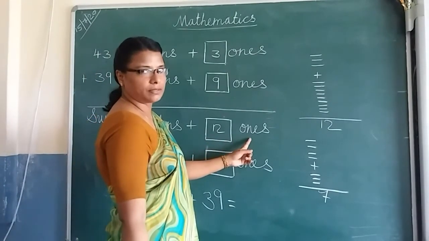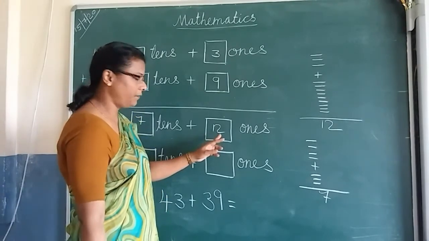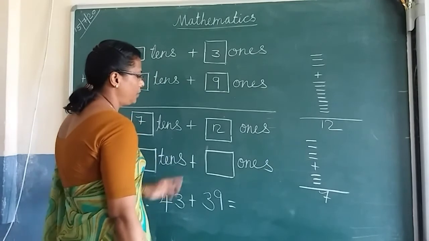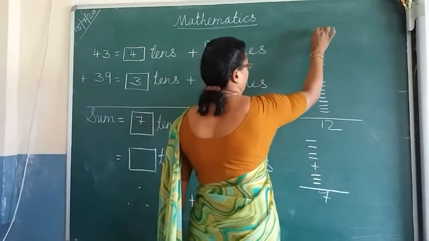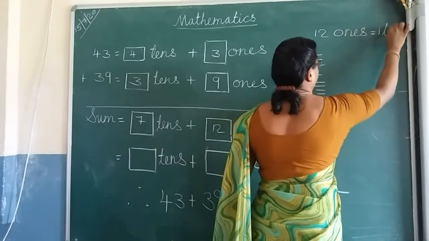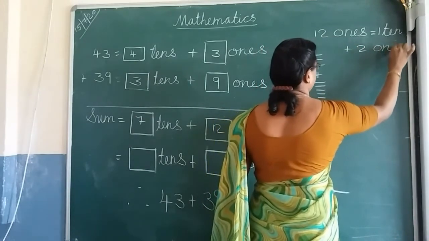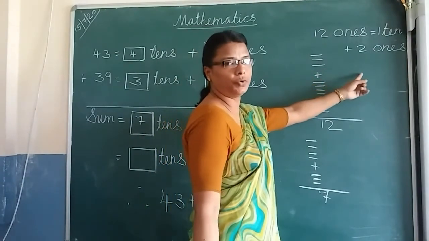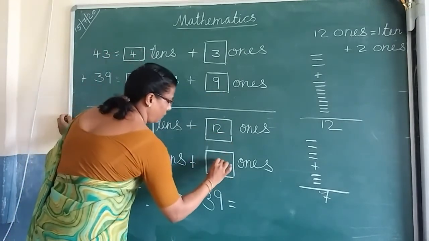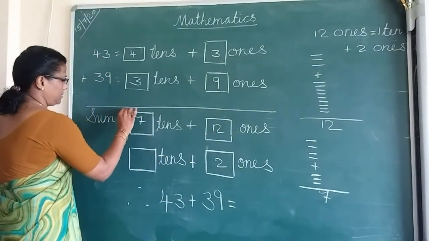Regroup 12 ones. We cannot write 12 in ones place. We can write only one digit in ones place. Regroup 12 ones. 12 ones is equal to 1 ten plus 2 ones. Write 2 in 1's place and carry 1 ten to 10's place.